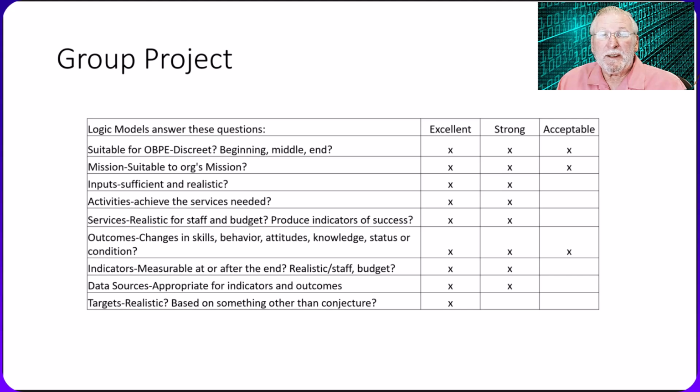Sixth, are your indicators, thinking of key performance indicators, measurable at the end of the project? And do they relate to your program outcomes? And are they realistic based on the program staff and budget? Seventh, are the data sources you are using appropriate for the indicators and outcomes? And finally, are your targets realistic? Are they based on anything other than pure conjecture? The more of these you can hit, the better you will be able to apply logic model evaluation to your project.